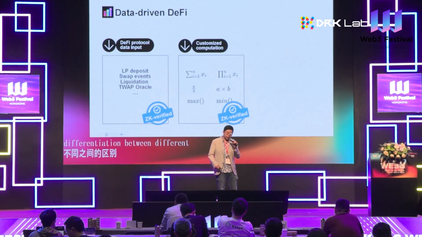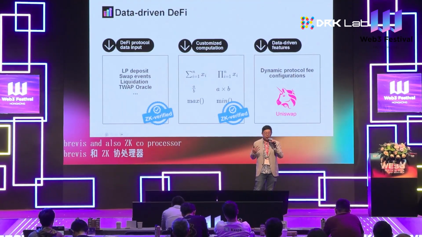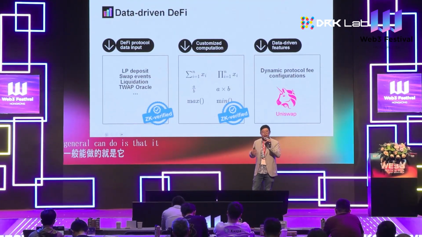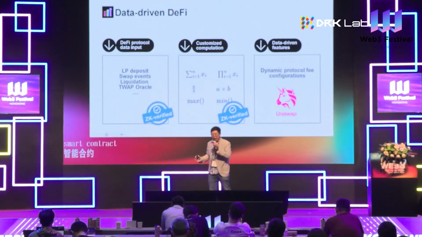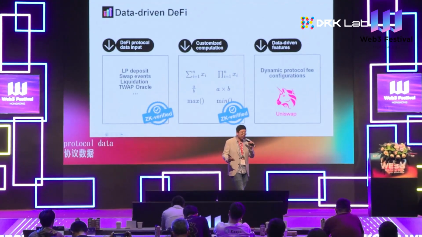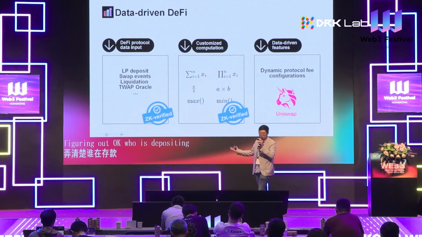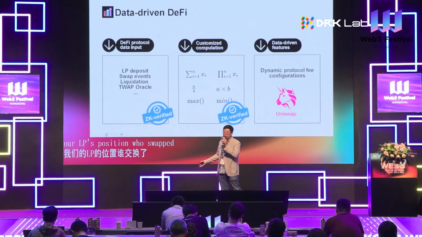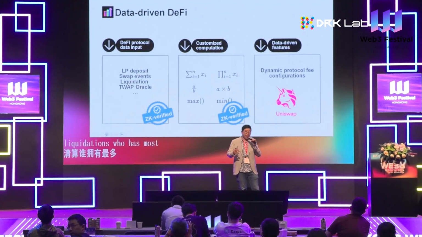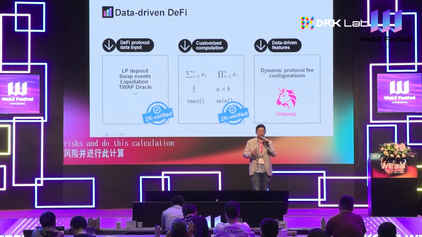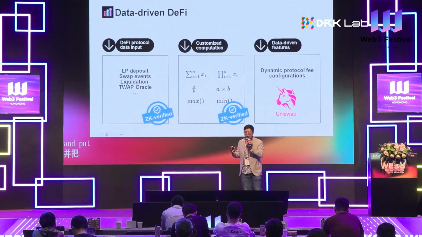So what Brevis and ZK coprocessors in general can do is take this data input and allow a smart contract to look into its protocol data in the past and figure out who is depositing into our LP positions, who swapped the most, who did the most liquidations, who has the most historical risk, and do this calculation based on historical data in a trust-free way, and put that data back on the blockchain to drive business logic.